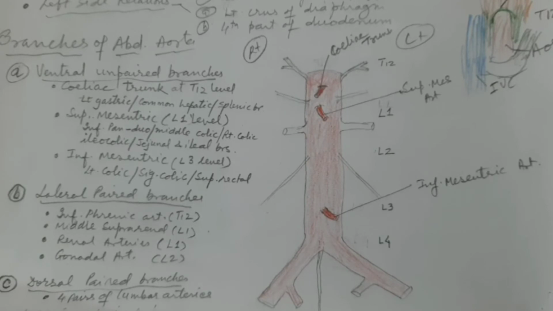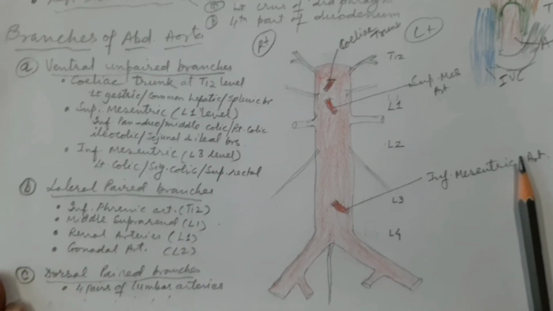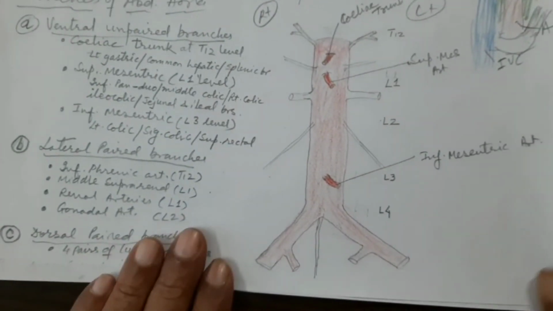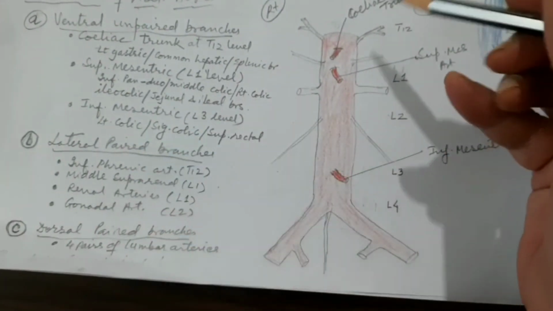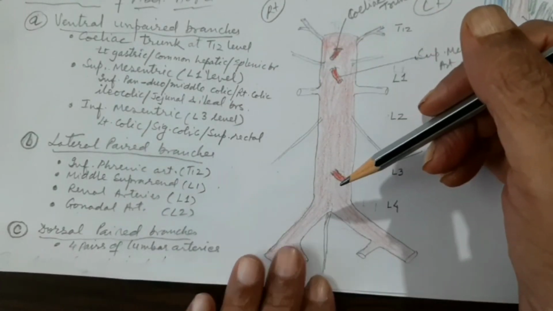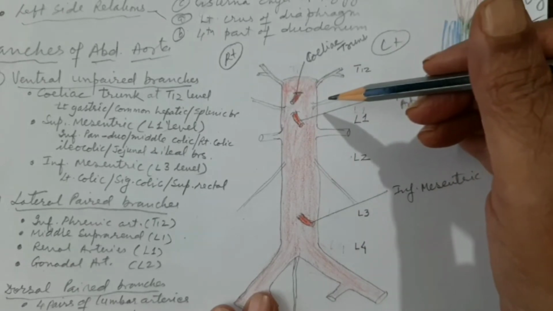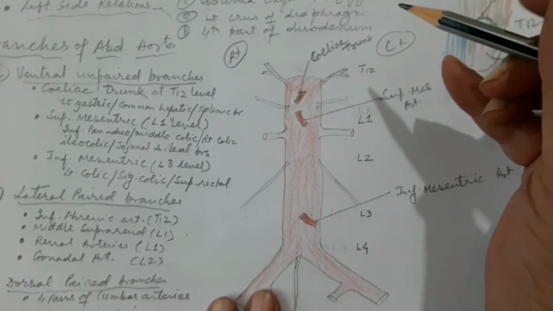So these are the three ventral and unpaired branches from the abdominal aorta, from the front of the abdominal aorta. Let us go to the lateral branches. We will go now to the class which is the types of branches taking origin from the lateral side, and they are paired. These were unpaired from the ventral side, but these are the paired branches.